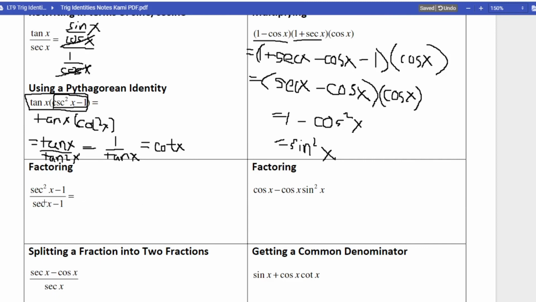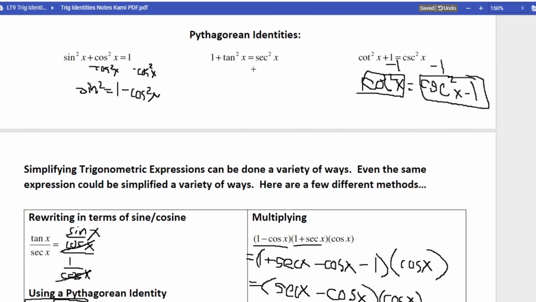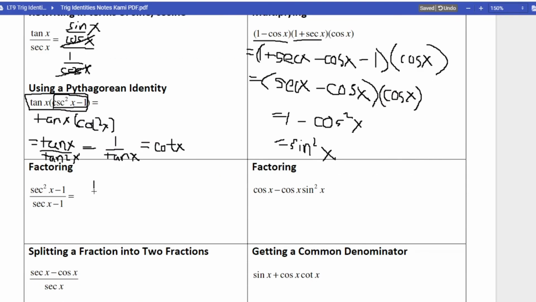Another thing we can do is, if you have secant squared of x minus 1, we can see that that's actually equal to tangent squared of x. Right, so what we have here is tangent squared of x over secant of x minus 1. So a couple of different things you can do there.